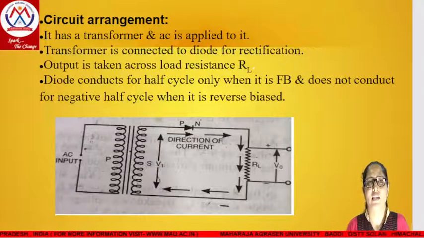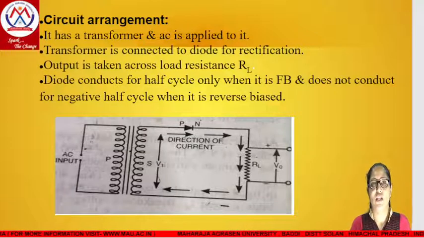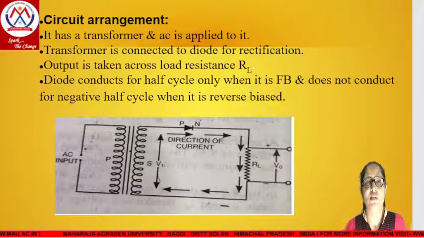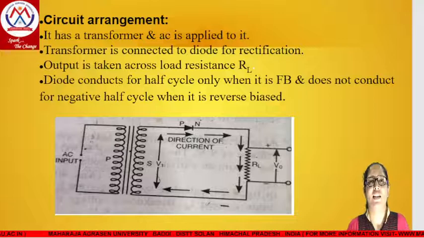As you all can see in the diagram, we have a transformer here, and we have a PN junction which we are using here, which acts as a rectifier, and the output V0 is obtained across the load resistance RL. So this is the circuit diagram. It has a transformer, and as you can see, the AC is applied to it. The transformer is connected to the diode where the process of rectification occurs. The output is taken across the load resistance RL.